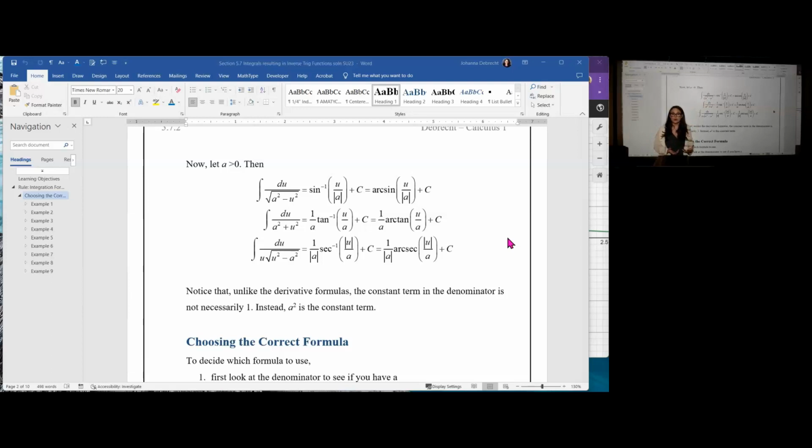It could be 4, in which case a would be 2. And then we get the arcsine of u divided by a, where a is strictly positive, plus a constant.